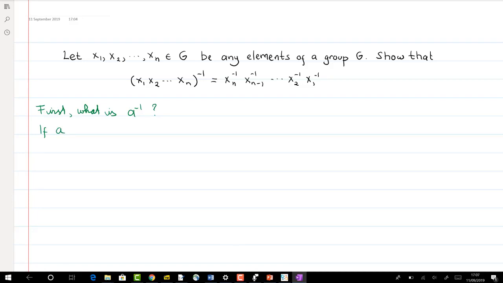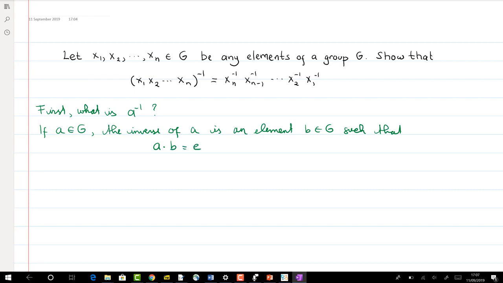So first, we need to know what is the meaning of inverse of an element in the group. So let's say A is in the group G. The inverse element of A is another element. Well, it is not necessarily different from A, so it is an element B in G such that if we multiply A with B either to the left or to the right, we get a neutral element.